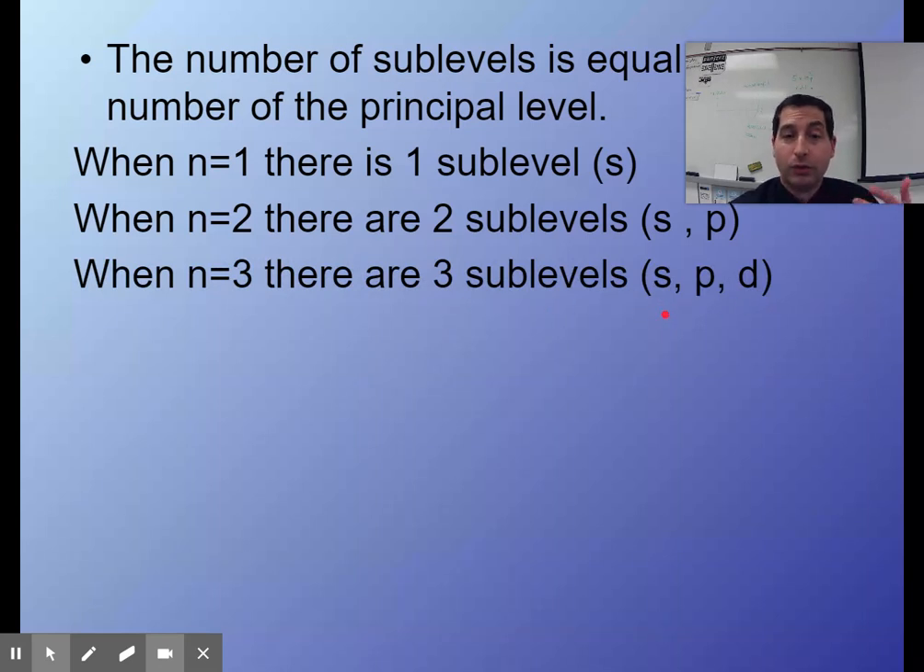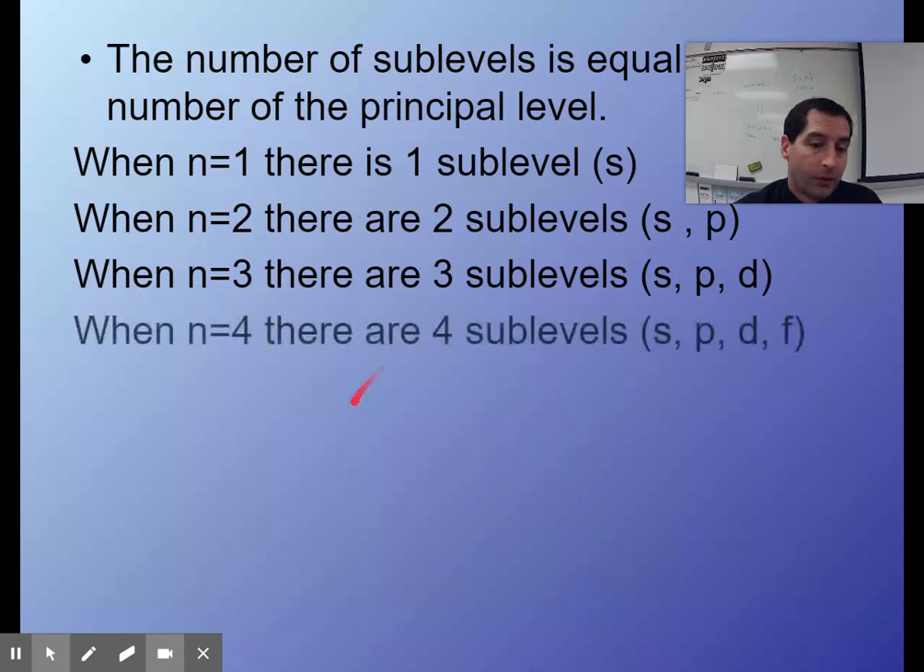So every time you go to a higher energy level, you add one more sublevel, in other words, one more shape, and so on. So you see the pattern repeating. That will become important when we talk about electron configuration as well. So just tuck that away and know whatever the energy level is, that's how many sublevels, that's how many shapes there are in it.